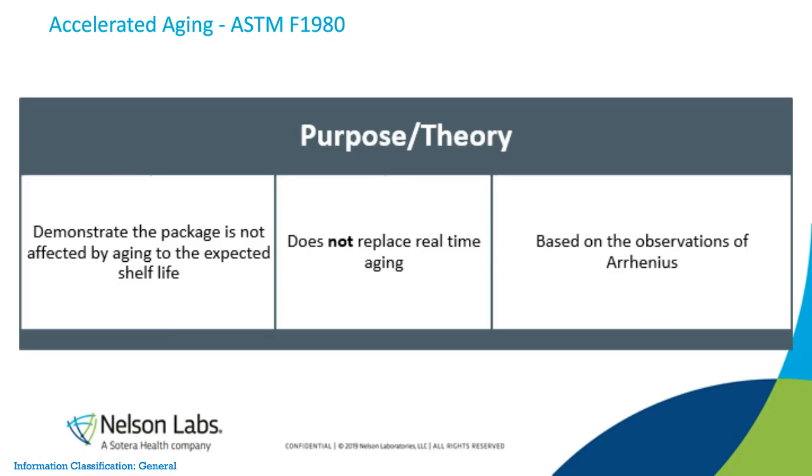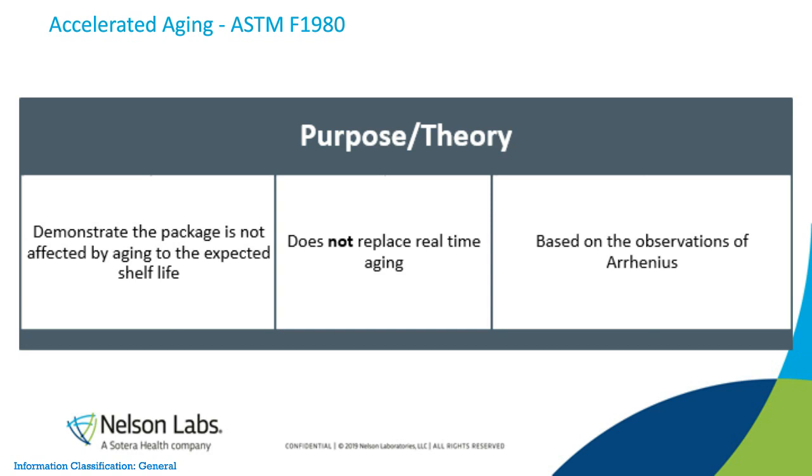Accelerated aging is based on the theories of Arrhenius. Essentially, as the temperature increases, the reaction rate increases. The higher the temperature, the faster the aging happens. However, as you increase temperature to save time, you do other damage to the product and packaging materials. Now, some materials can tolerate more heat and some just can't. So it's very important to understand your materials before selecting your aging temperature.